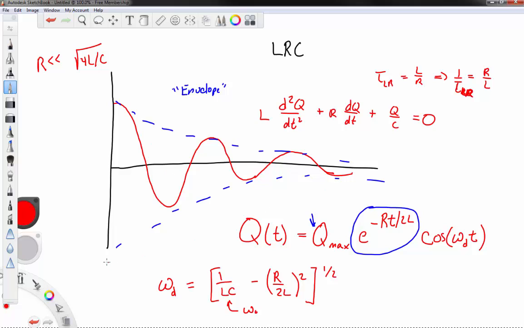If you have R equal to this term, then this term right here approaches 0. Once R is equal to the square root of 4L over C, you'd have R squared, which gives 4L over C, and then over this you'd have 4L squared, and so you'd get 0 in here, and that's where your oscillations stop. Once you go above that, this omega d actually ends up having an imaginary value. And so that's where you're overdamped.